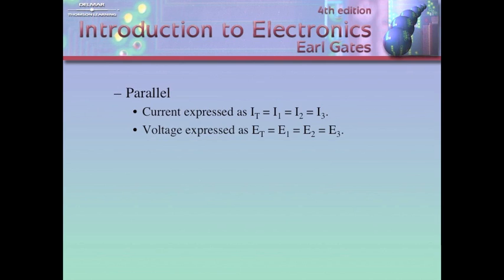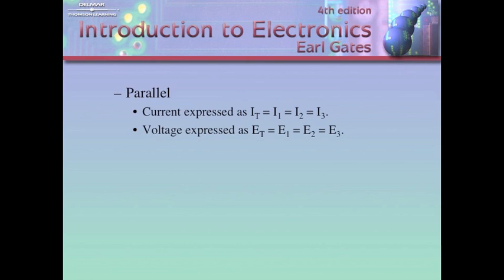Parallel. This is wrong as well. Here current should be adding. Current total is equal to current 1 plus current 2 plus current 3. Voltage total is equal to voltage 1, voltage 2, voltage 3.